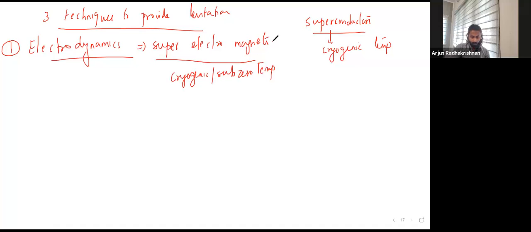So here we use super electromagnets, which exhibit magnetism only in cryogenic temperature. So this is electrodynamics. Then we have electromagnetism.